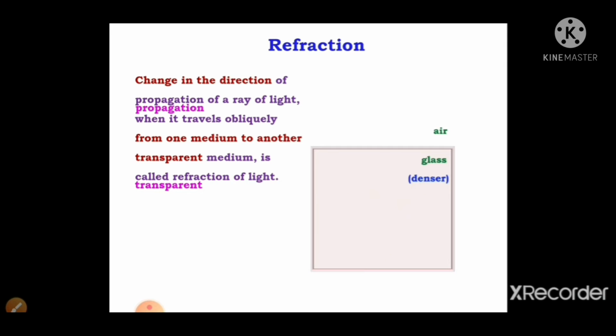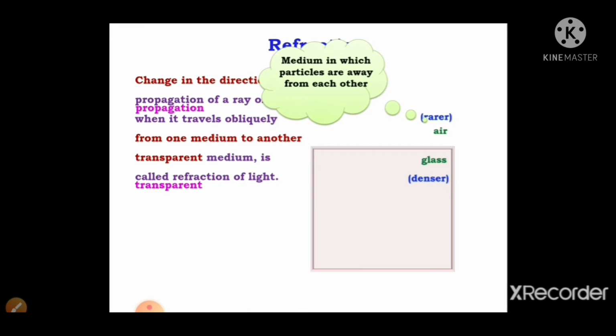Next is air, considered to be the rarer medium. Now what is rarer? A medium in which particles are away from each other, exactly opposite. Where you can see the air, the particles of air are very far away from each other, therefore they are considered to be the rarer medium.